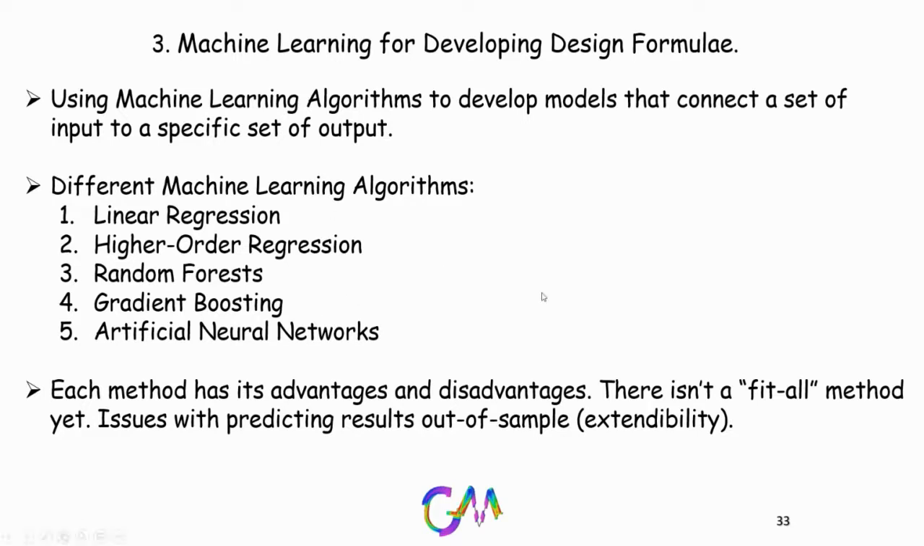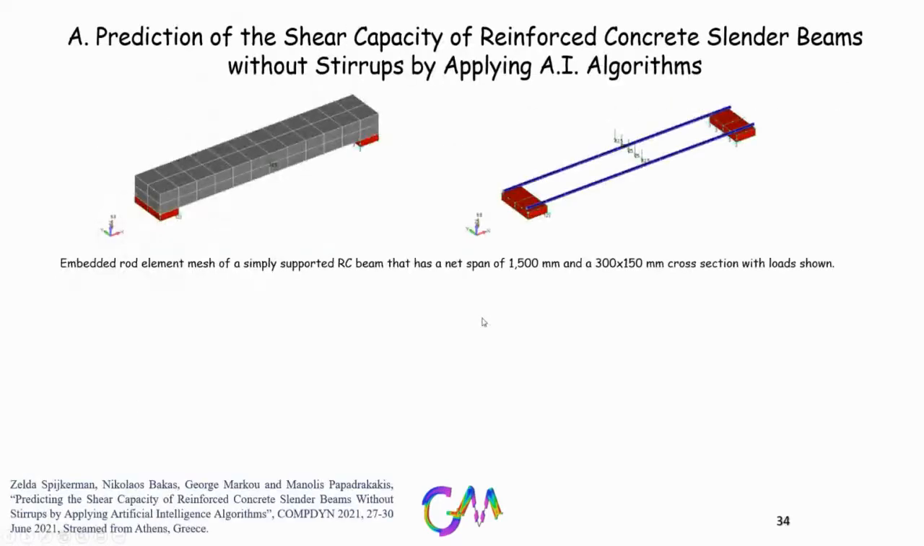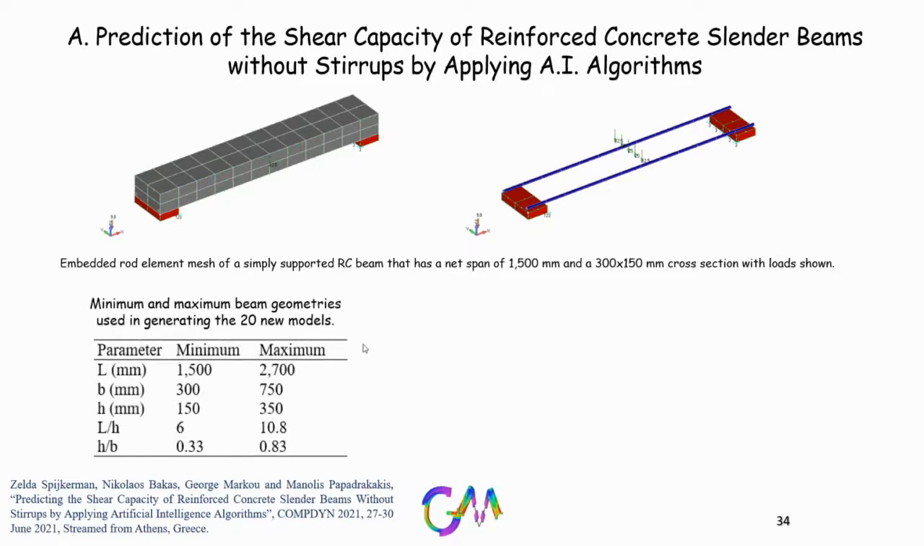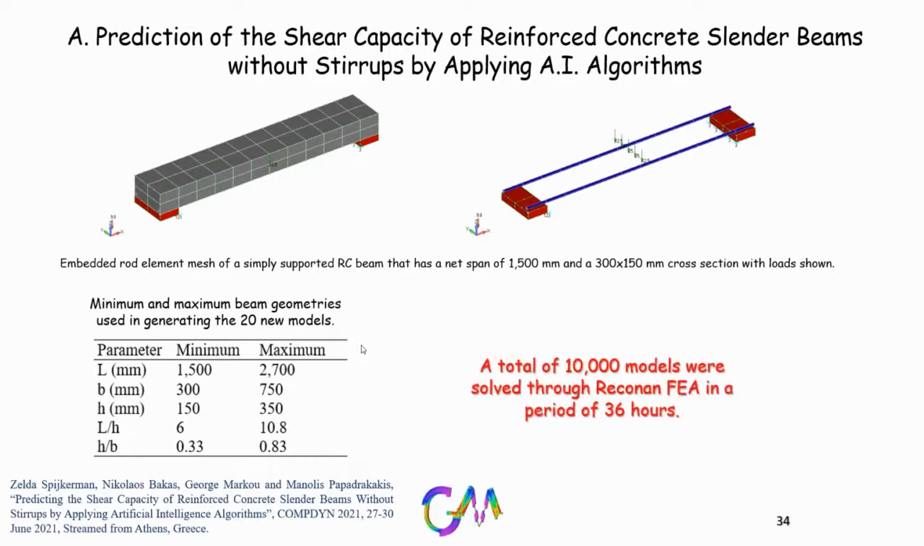Extendability is the ability of a model to predict results out of sample, which are not included in the training or testing data sets. So what we did here, we created, let's say, a set of thousands of models. We performed tests through Recon and FEA. We developed a very large data set, and then we used that data set in order to develop a model. Everything was done on a computer, right?